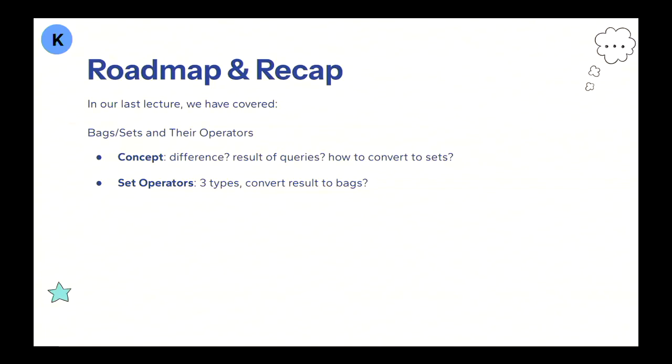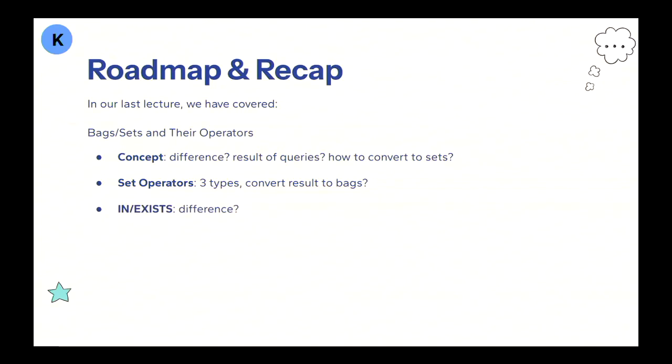So how can we convert the result into bags? These operators will eliminate duplicates. And what if we want to keep the duplicate data entries? So what's the keyword here? Do you still remember? I see a lot of confusing faces. The keyword here is all. So if we want to keep the duplicates, we use the keyword all. For example, union all A, B. So A union all B. So the keyword to convert the result into bags is all.